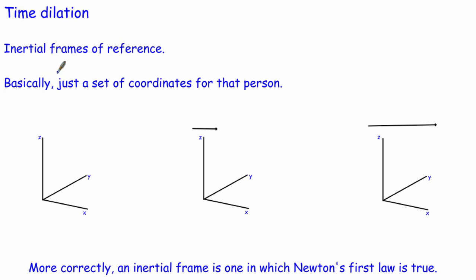Basically, an inertial frame is just a set of coordinates for a particular person. So I'm sat on a chair at the moment, so this is me. I have some certain coordinates in space. So I've got an x coordinate, a y coordinate, and a z coordinate.